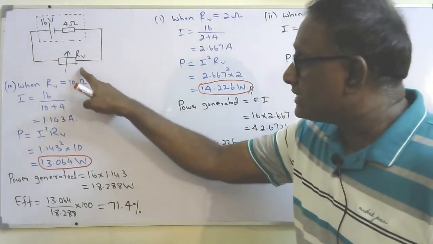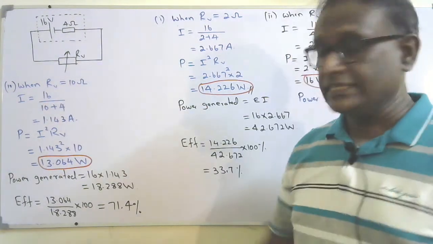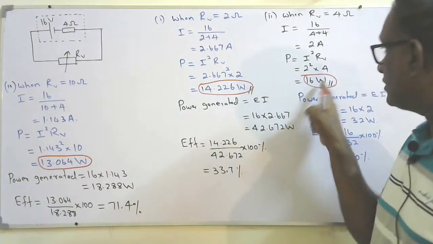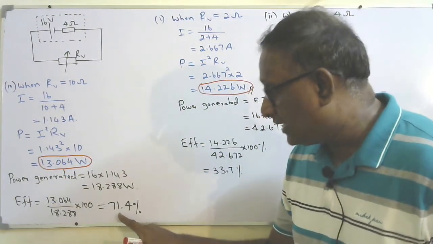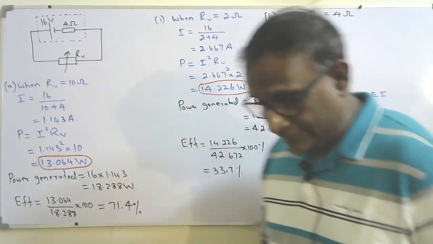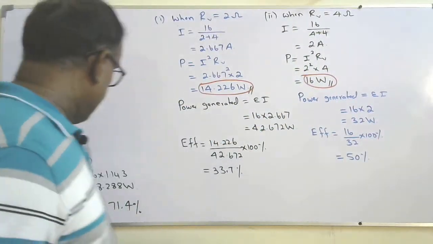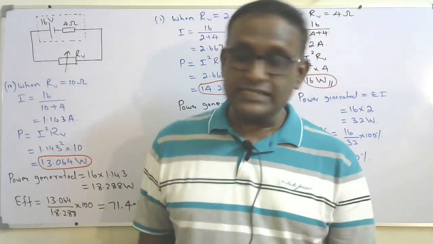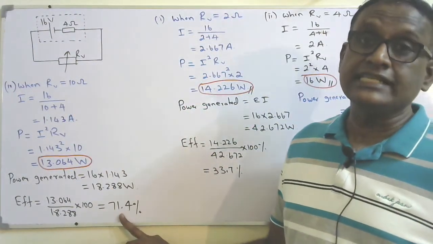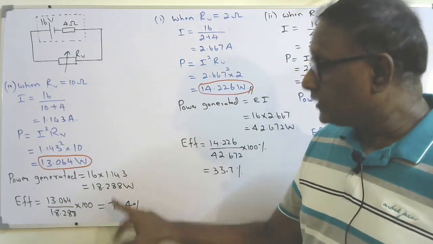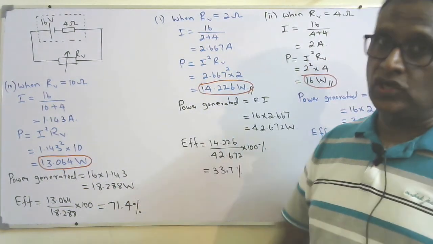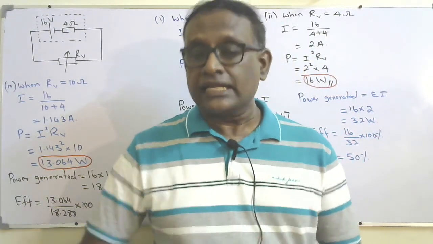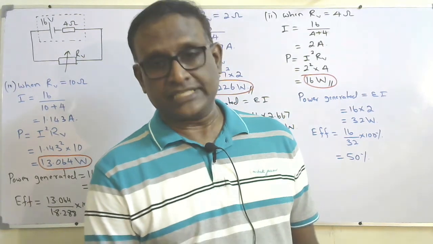But when the external resistance becomes more than the internal resistance, the power transfer gets lower, 13.064 compared to 16, but the efficiency is 71%. Let me check that. Yeah, that's right, 71%. So now you can see the efficiency is higher, but the power transfer to the external component is not optimum. So understand that optimum power is nothing related to maximum efficiency.